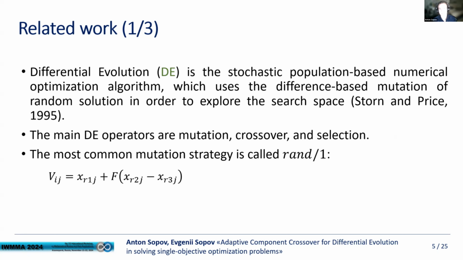The classical version of differential evolution was presented by Storn and Price in 1995. It used the following mutation strategy, which is called rand/1. Of course, there are many more popular mutation strategies, but this is the most common.